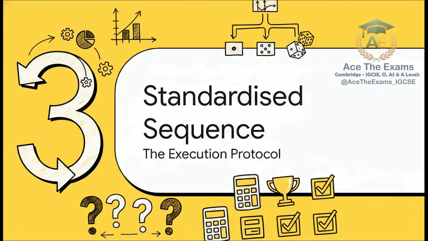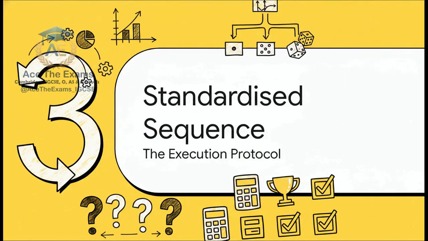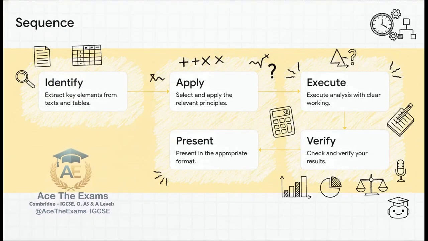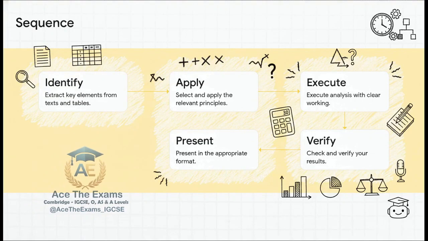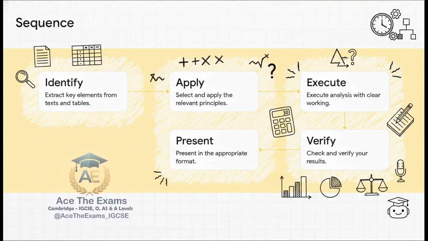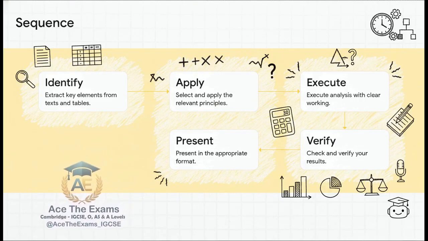To make sure we capture every single one of those method marks, let's boot up the execution protocol. This is the standardized sequence you need. You need to treat this sequence as your ultimate pseudocode. Let's run a quick test scenario, finding the probability of rolling a 6 on a biased die over multiple trials. Step 1, identify. Extract the key variables from the text prompt. What is the probability of success, and what's the exact number of trials?